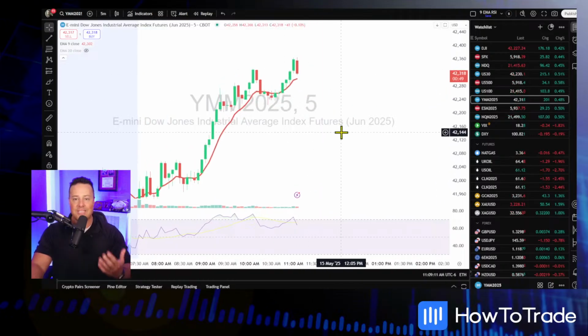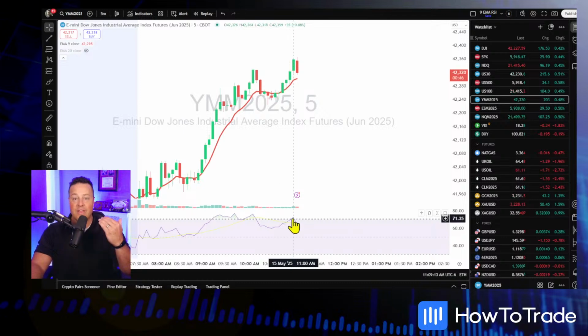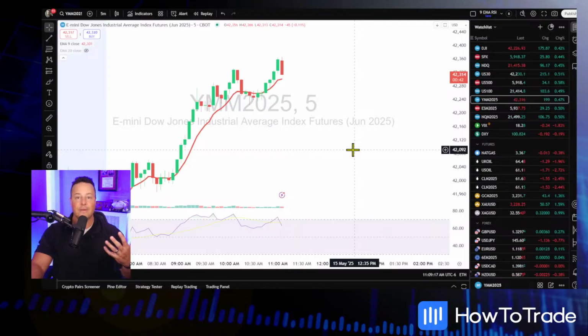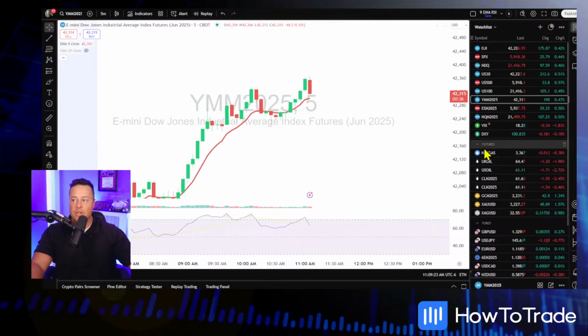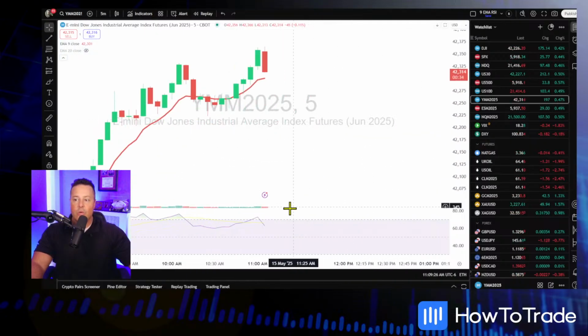Now, with our RSI, when we get above 70, we're going to look to sell. When it gets below 30, we're going to look to buy. That easy. There's nothing else to it. So right here, if we're looking at the E-mini Dow futures, you've got a 5-minute chart working. We are in overbought territory, so we're going to look to sell.